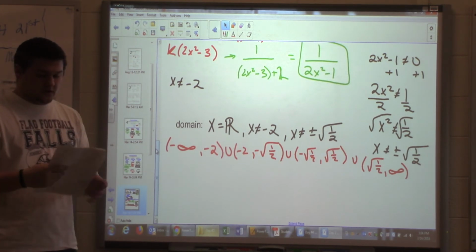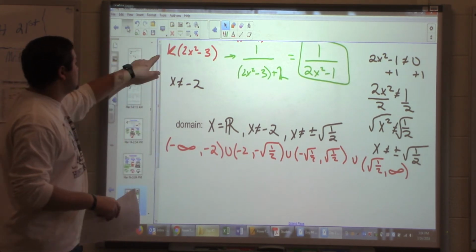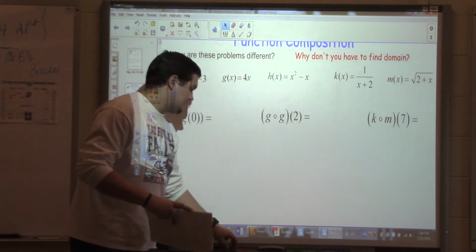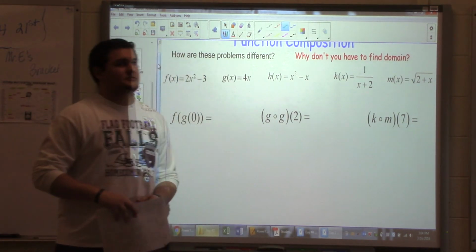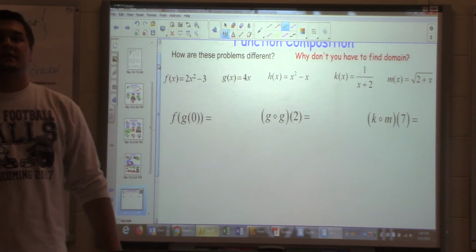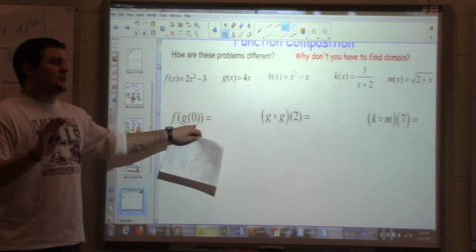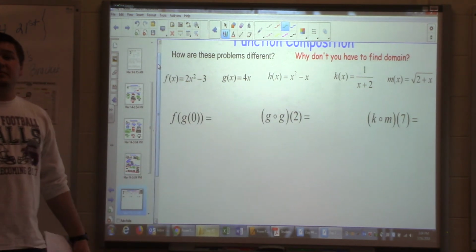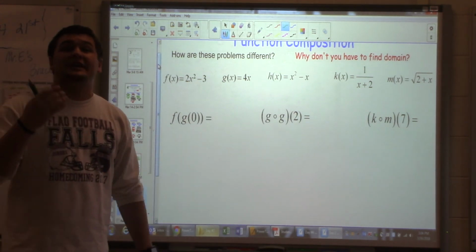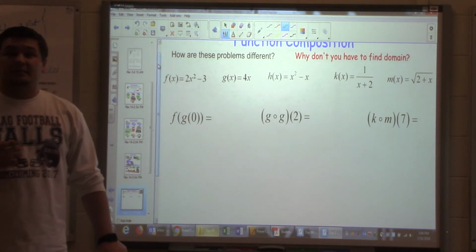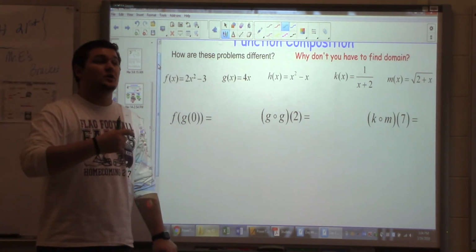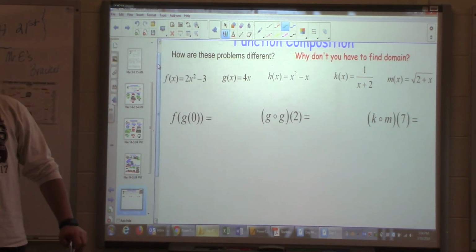Alright, we need to do maybe 2 of the next page. Quick, quick, quick. No, not just one. They're really easy, I promise. Then one. Why are these ones different? They have a number instead of x, right? So that means we're not going to have to find the domain. Because we're plugging numbers in, we should get a number answer out, a real number answer.